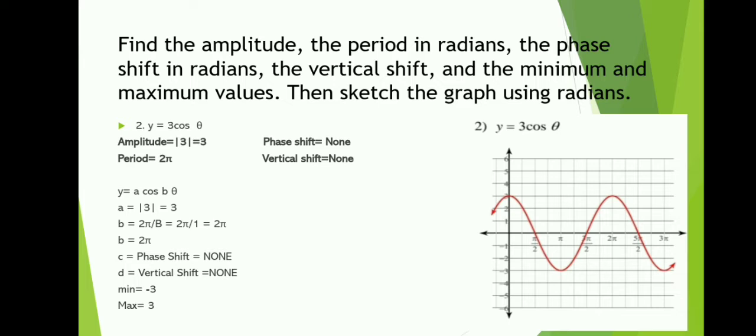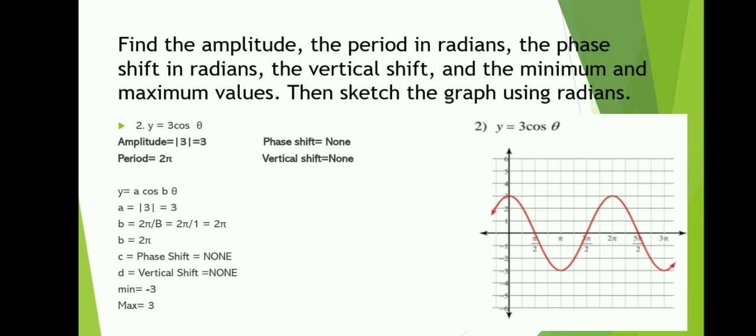Solving the period in radians, it is 2 pi over b. Wala may value ang b, so ato siyang i-substitute into 1. So mahimo siyang 2 pi over 1, and 2 pi divided by 1 equals 2 pi. So mao na siya atong period in radians, 2 pi. Then sa phase shift and vertical shift is none because wala naman siya extended number or other numbers nga makita dito sa problem.